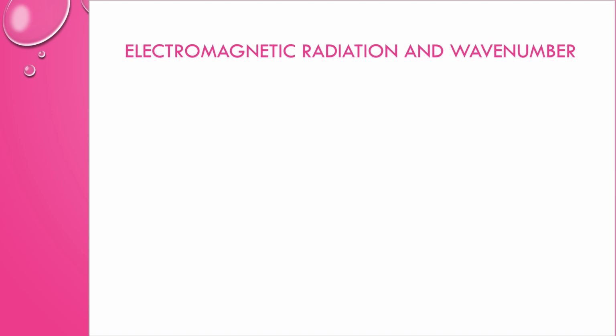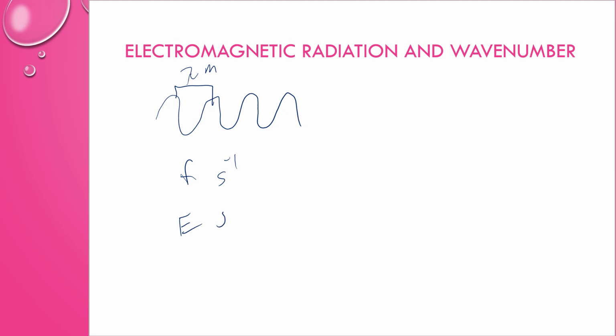Before we get into infrared spectroscopy, I want to take a second and review a little bit with electromagnetic radiation and wave numbers. Remember, when we're talking about waves, we usually refer to the wavelength, which is the distance between crests. We talk about frequency, F, which is the number of waves that pass a point in a given amount of time. That's usually inverse seconds. Wavelengths usually in meters. And then, of course, we'll use energy in joules.